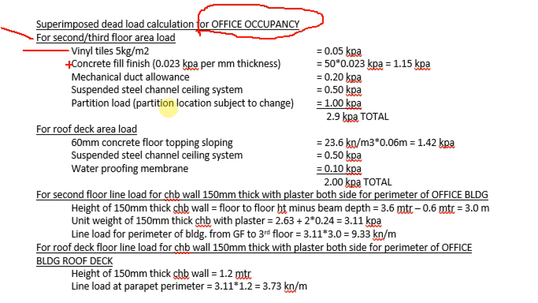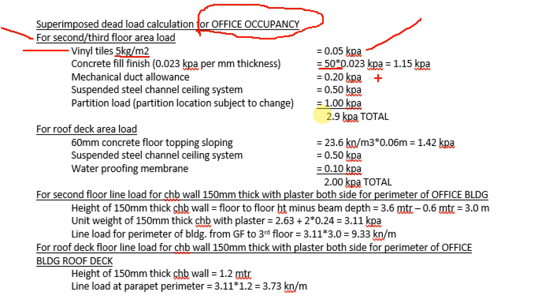So malaki na yata ang 5 kilogram na to. It's around 2 point something lang siya. So ginawa ko nang 5 kilogram, 2.05 kPa. Then we have concrete fill finish, let's say 50 mm. So that is 0.023 kPa per mm thickness. So we will have 50 mm times 0.023 kPa, equivalent to 1.15 kPa.